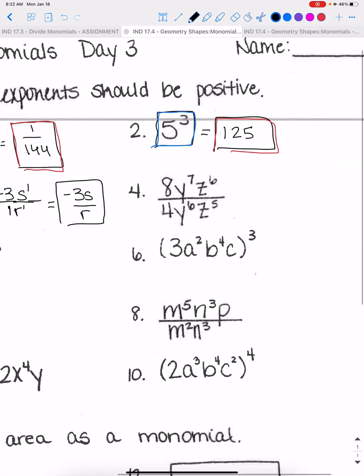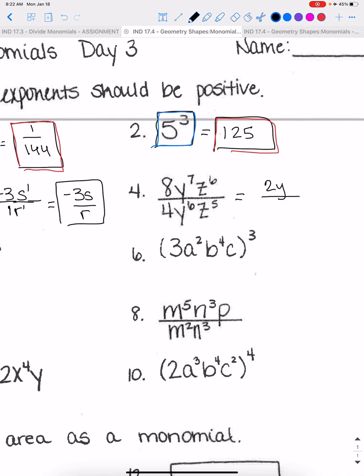Okay, another division problem. So I'm going to give myself a fraction line. Again, 8 over 4 reduces to 2, or 2 over 1. Where do I have more y's? I have more y's on top. That means my extra y is going to be up here. And how many extras did I have? I had 1, so I'm not going to put the 1 there, but you can or not, doesn't matter.